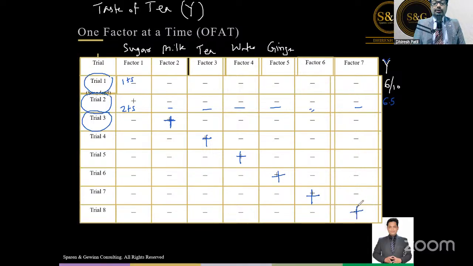Are you clear how the experiment is done? One factor at a time. Just give me yes in the chat box. Clear? So they only change one factor setting at a time. That's it. Remaining factors will be kept at the lower setting.